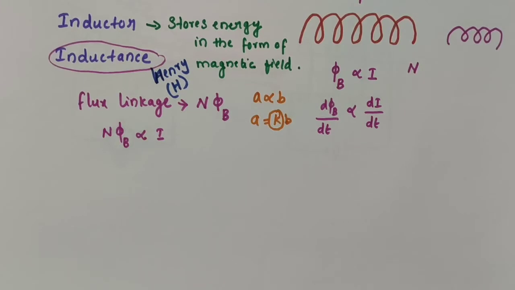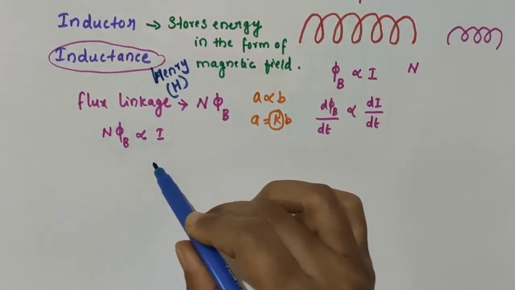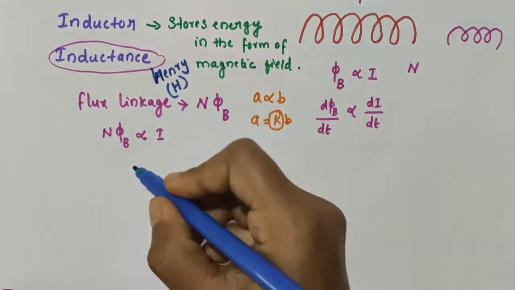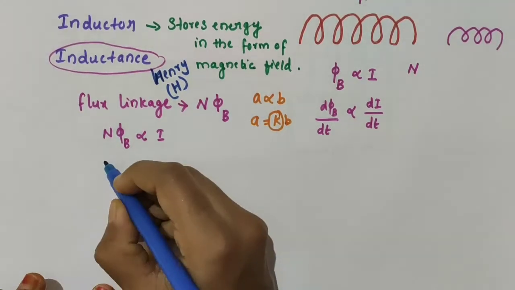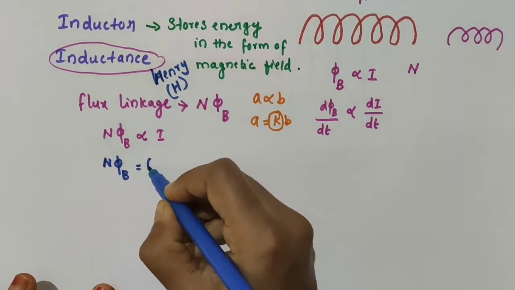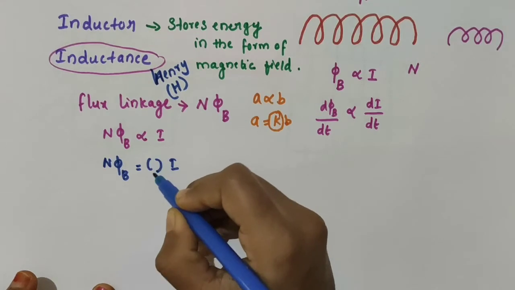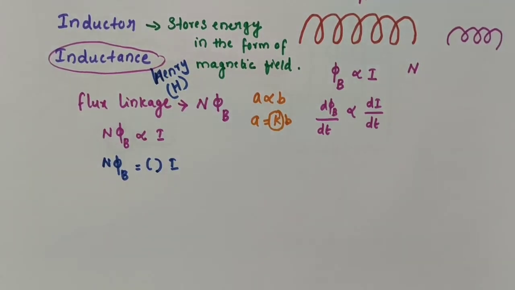How can we find out the dimension of inductance? You see, inductance is actually the constant of proportionality in this expression. So, while we are writing this expression in the form of an equation, you can write it as N phi B is equal to some constant of proportionality into I. This constant of proportionality is actually called inductance.